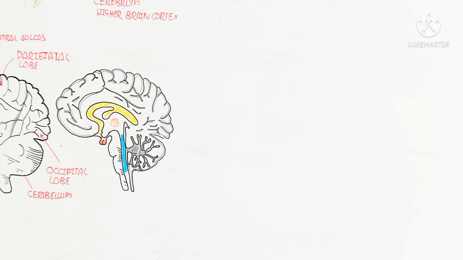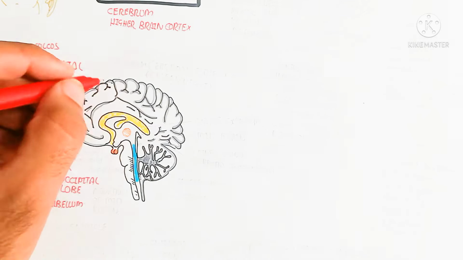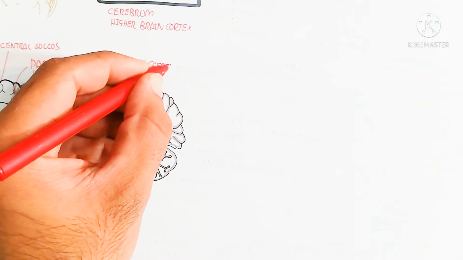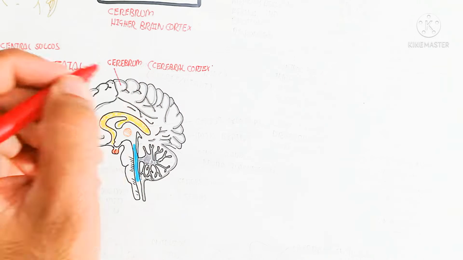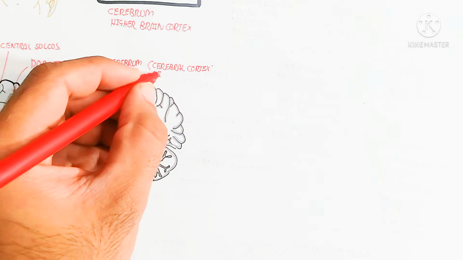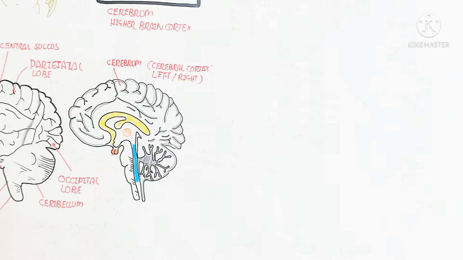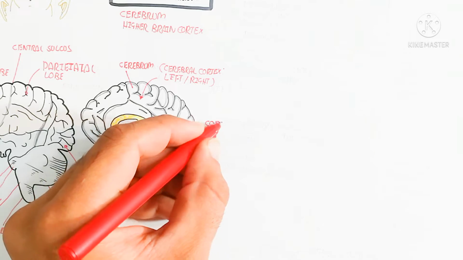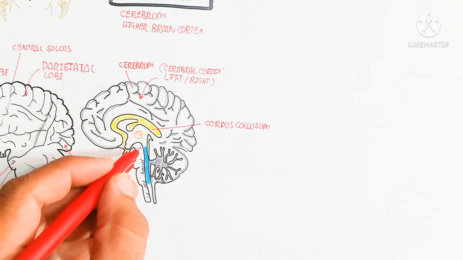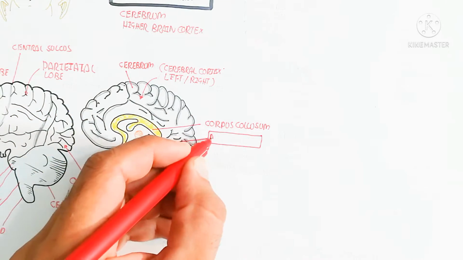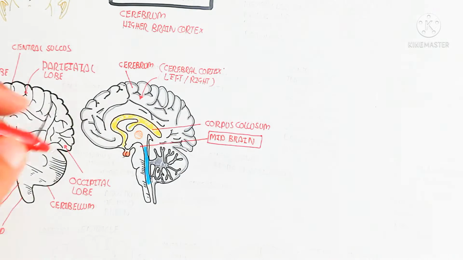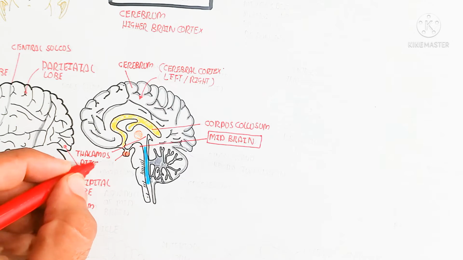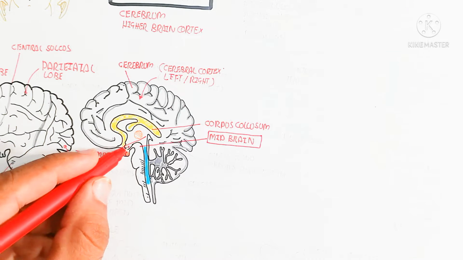I am drawing the structure again for understanding, and this is a cross section. The cross section we will discuss here shows the cerebrum, and this is the cerebral cortex, left and right. This is the cross section, so it is only one half of the hemisphere. Here you can see the corpus callosum in yellow, and here is the midbrain, and this is the important thalamus, and this is the upper part of the hypothalamus, because the lower is the hypothalamus.